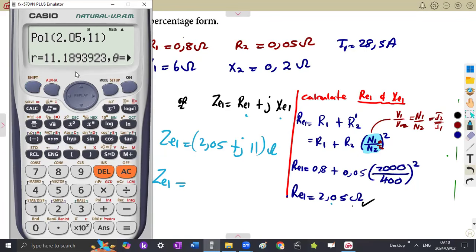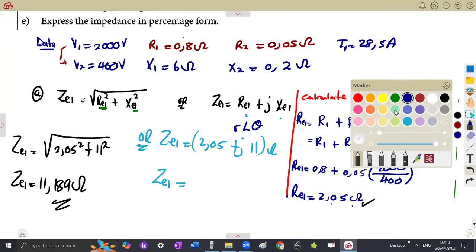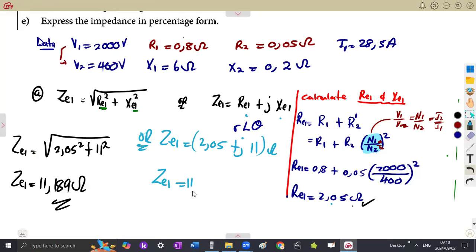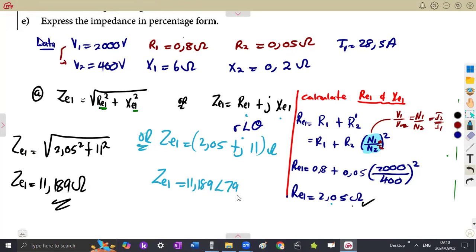So as you can see, for the value of R in polar form, we expect to have R angle of theta like that. So that means our R is 11,189. Then the angle theta is given. As we move on here, we're going to see our theta is 79,443 degrees. In what? In ohms.